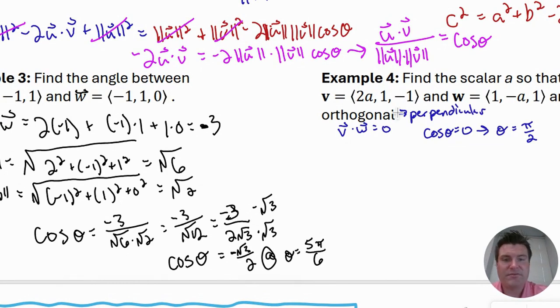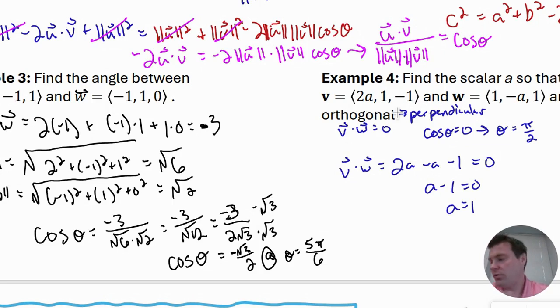Okay, so let's go ahead and do v dot w. When I do v dot w, I'm going to get 2a minus a minus 1, and that needs to equal 0. It's going to be a minus 1 equals 0, so a is going to equal 1. That is the value where v and w are orthogonal, so they produce a right angle. That's my best right angle I can make, I guess.